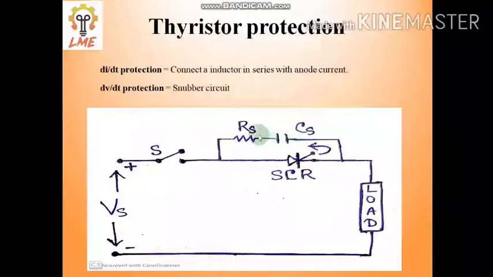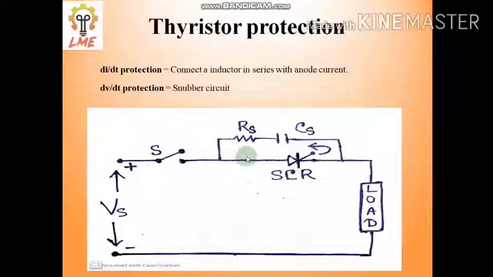When current passes through this SCR, it may face a huge amount of di/dt, or a huge amount of current, because of the supply current plus the capacitor current. That is why RS comes in over here. This resistance limits the value of current discharged by this capacitor. So this is the entire snubber circuit.